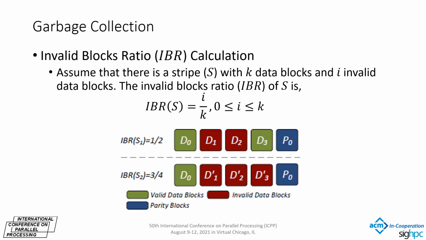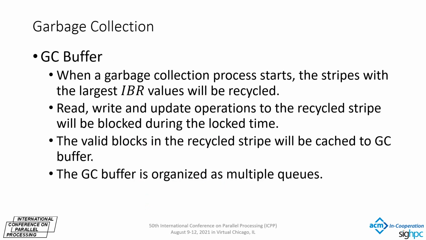The second part of GOOD is garbage collection. First, we define the invalid block ratio. Assume that there is a stripe S with k data blocks and i invalid data blocks. The IBR of S is i over k. When a garbage collection process starts, the stripes with the largest IBR values will be recycled.